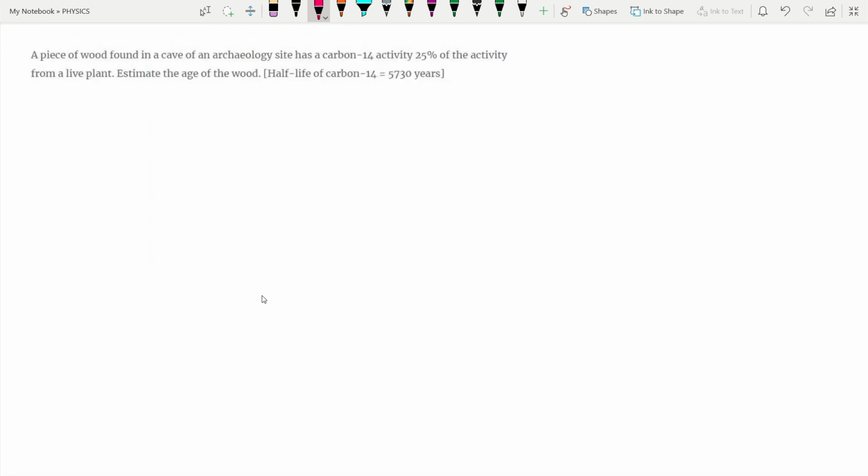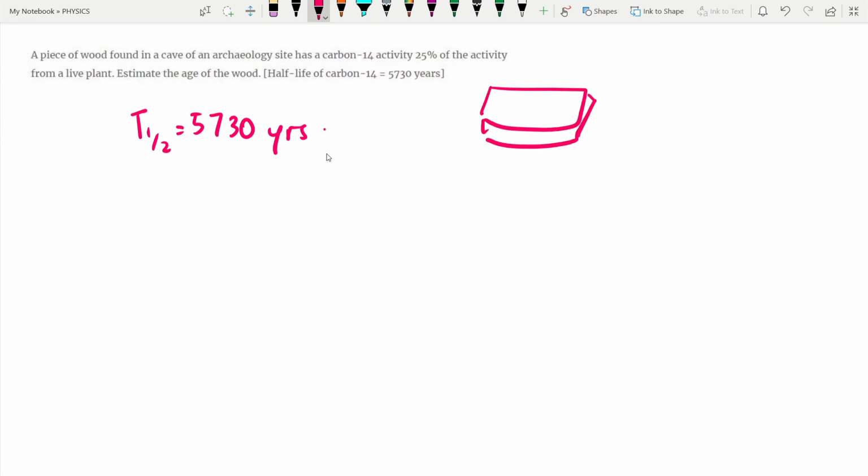A piece of wood found in the cave of an archaeology site has a carbon-14 activity, 25% of the activity from a live plant. Alright, estimate the age of the wood. So T half is 5730 years. Okay, lepas tu dia kata dia dah jumpa satu wood ni. Okay, wood ni dia dapati dekat wood ni, maksudnya dia dah tinggal 25% je daripada original activity. Okay, of the live plant. Okay, that means kita boleh estimate the age of the wood.